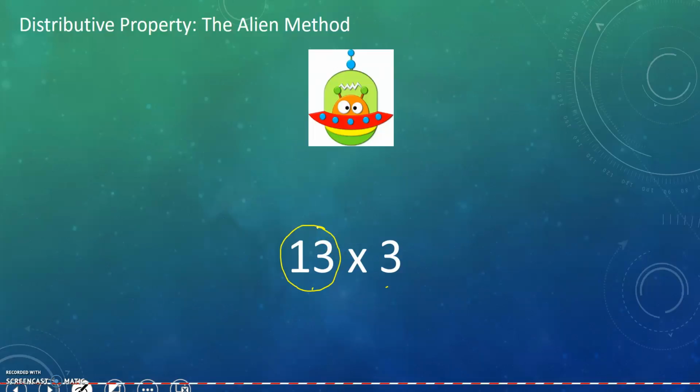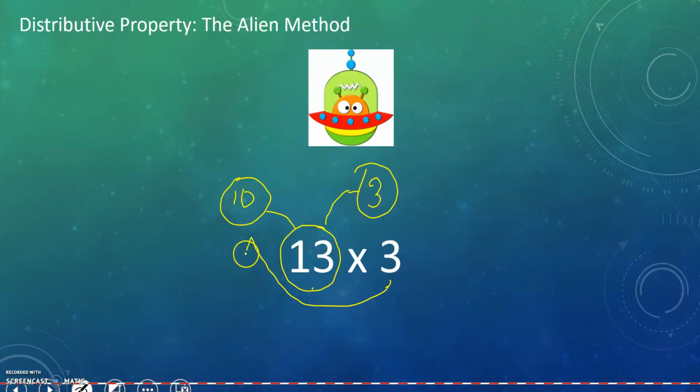Now I'm going to think about how I'm going to split apart this number. I'm going to make my antenna, and inside of each antenna is where I'm going to put my numbers. Well, 13 I could split apart into 7 and 6. I could split apart into 5 and 8. But I think what's going to make my problem easiest is to split it into 10 and 3. So now I'm going to take my smaller number and multiply it by 10 and multiply it by 3.